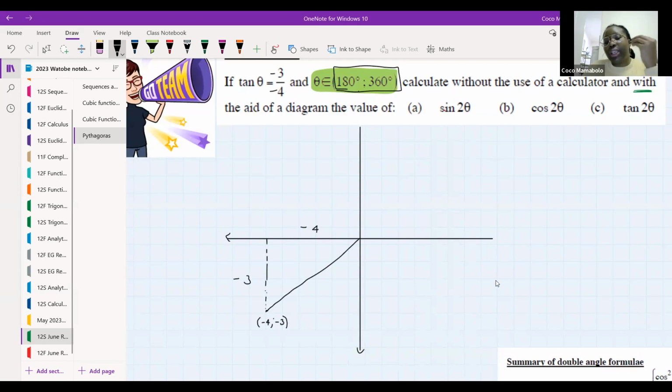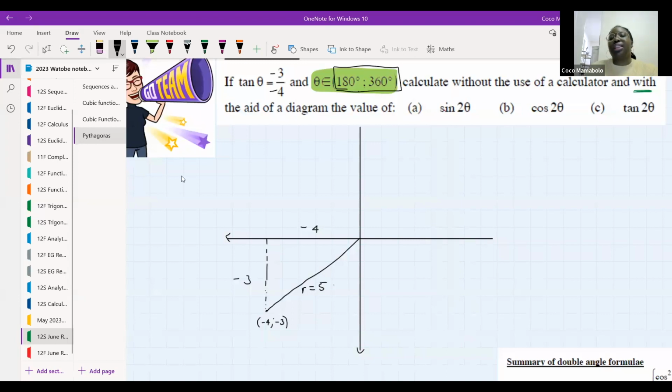We can very quickly calculate my radius. Anybody got an answer for my r for me? R is equal to? That's it. You guys are very fast with these. Good, yes, Trish, Nkanaza, excellent. R is equal to 5, good.